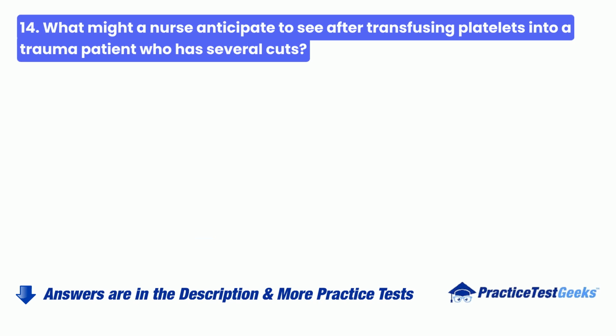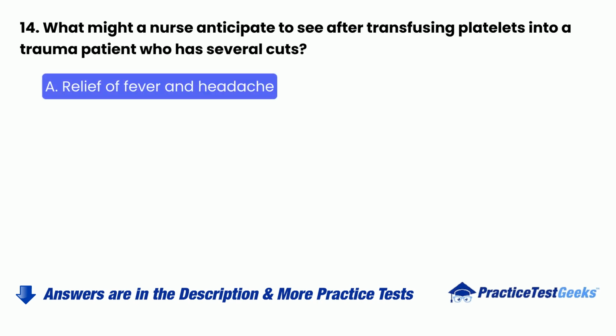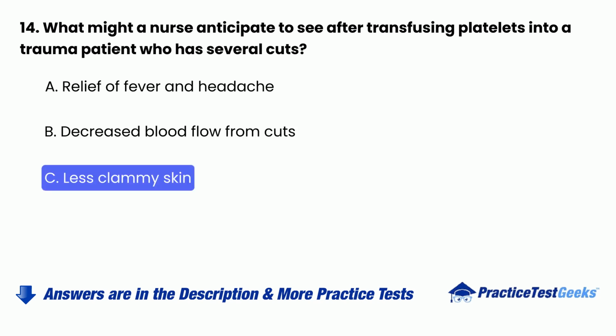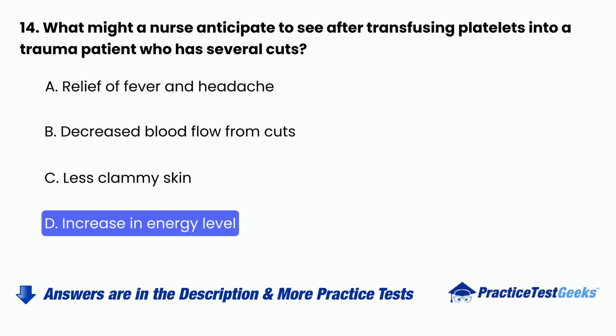14. What might a nurse anticipate to see after transfusing platelets into a trauma patient who has several cuts? A. Relief of fever and headache. B. Decreased blood flow from cuts. C. Less clammy skin. D. Increase in energy level.